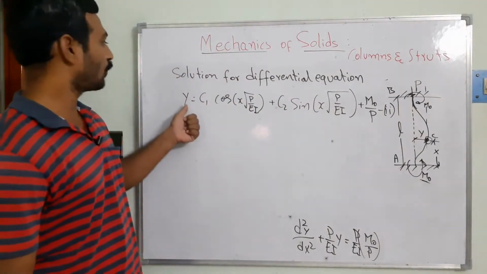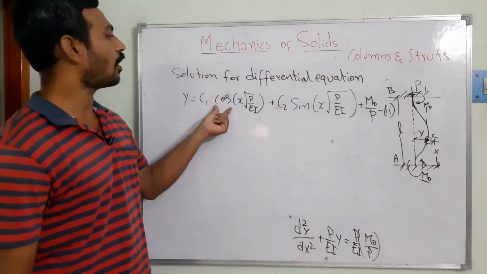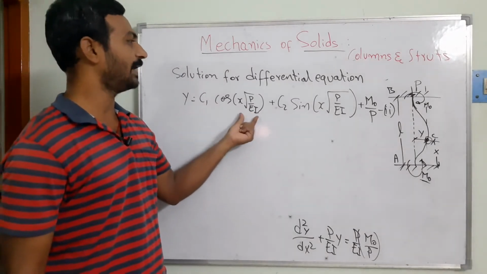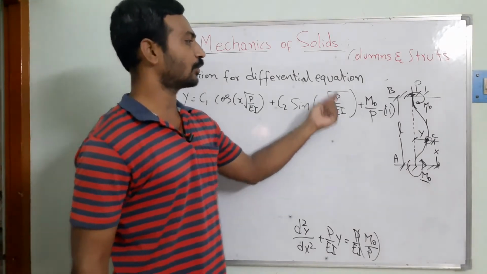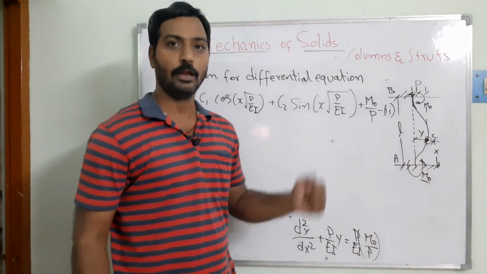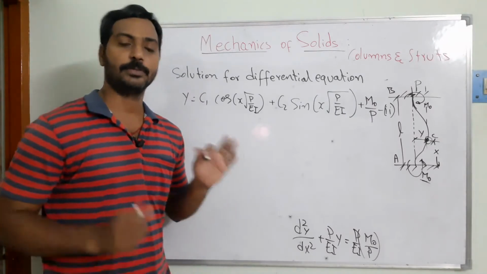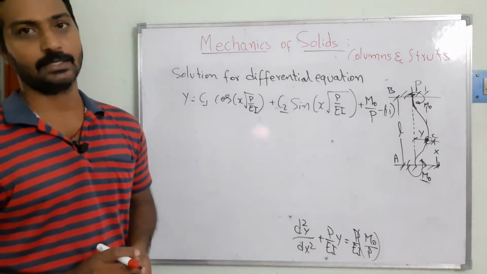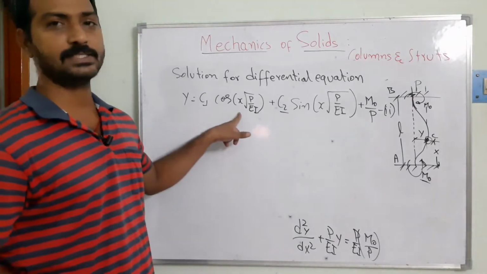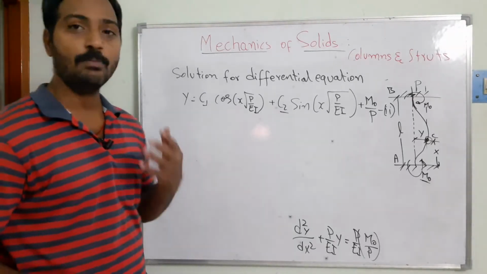So we got y equal to c1 cos x into square root of P by EI, and similarly plus c2 sin x into square root of P by EI, plus M naught by P. In this case, the two constants are c1 and c2, and these parameters we need to calculate. How can we calculate these two parameters? We consider the boundary conditions.